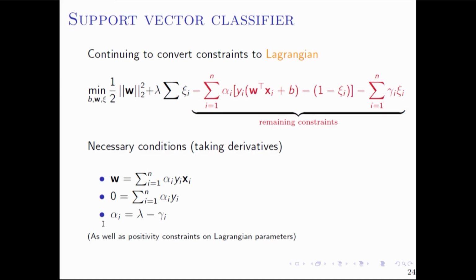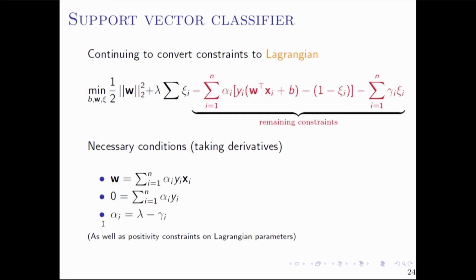W is a parameter in our primal formulation. Now we are going to get a dual formulation of SVM, where alpha and gamma are our parameters. This is the Lagrangian function. Now we are minimizing this Lagrangian function with respect to our primal parameters, that means W, b and xi. When we minimize, we find that the derivative with respect to W, b and xi is 0 at the optimal point.